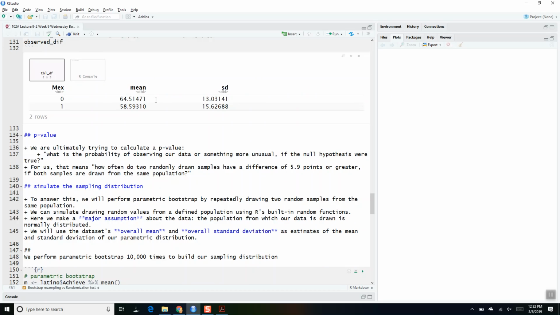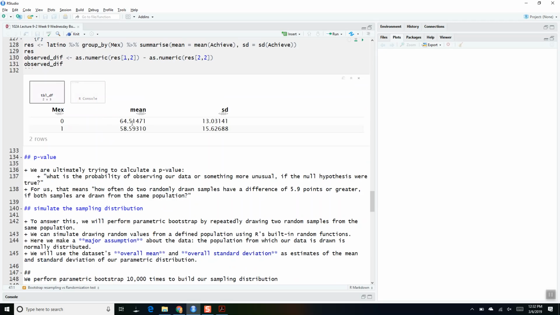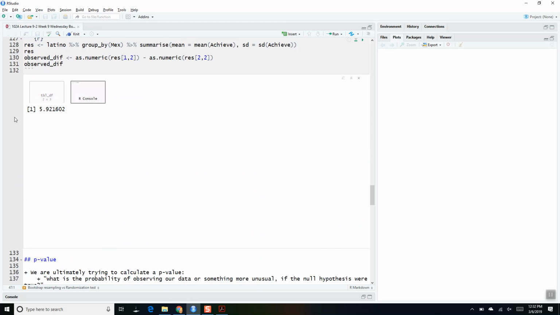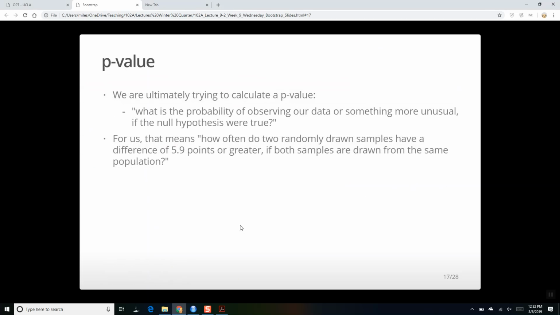And so what we do is we can just calculate the difference between 64.5 and 58.6, and that difference is 5.9. Okay, so is this difference that we observed of 5.9 statistically significant? And so to get our p-value, we're going to say, what is the probability of observing our data or something more unusual, meaning what's the probability that two randomly drawn samples have a difference of 5.9 or more, the absolute value, I should say, because it's a two-sided thing, if both samples are drawn from the same population, okay?